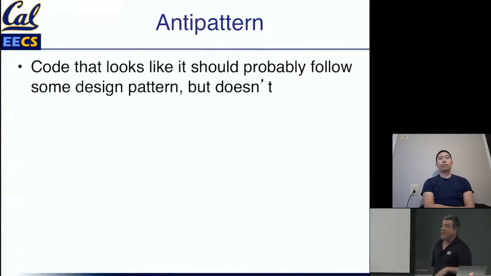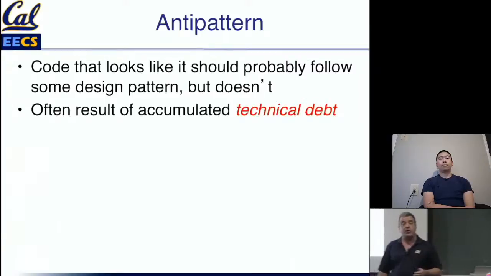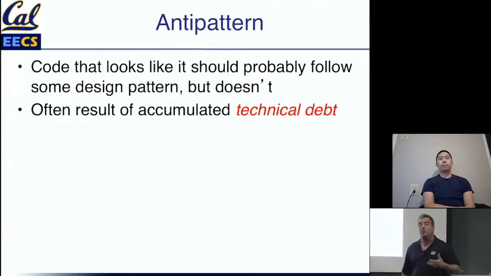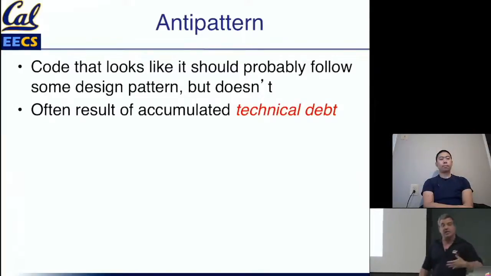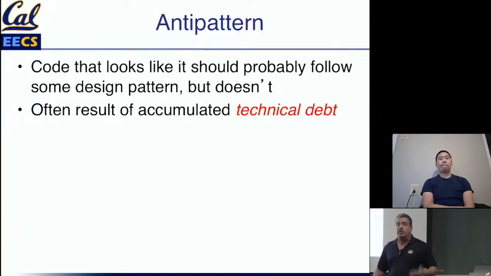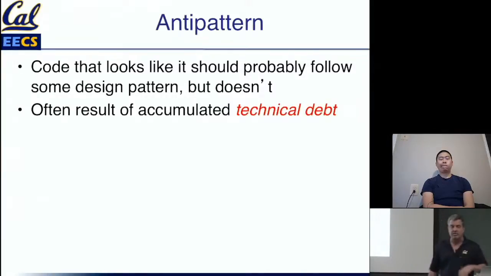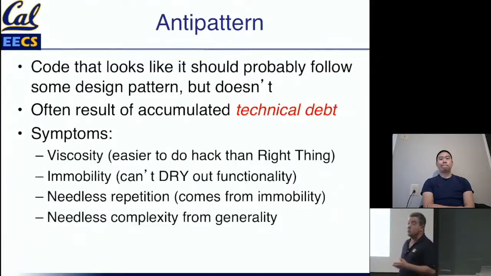I mentioned the concept of an anti-pattern, which is code that looks like it probably should follow some design pattern, but it didn't. Most of the time, it's not because the person who wrote it had no idea what they were doing. It's because the code has accumulated over time more features and maybe more technical debt, right? Technical debt being making changes to the code that over the course of time serve to degrade its structure, even if it's still working, and in particular are going to make it harder to make changes to the code in the future.